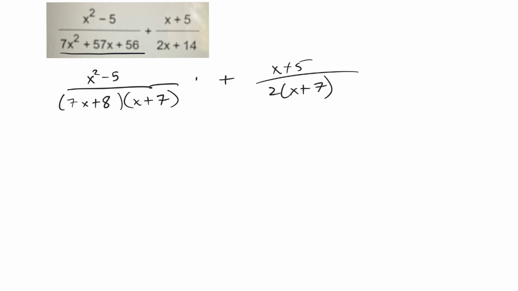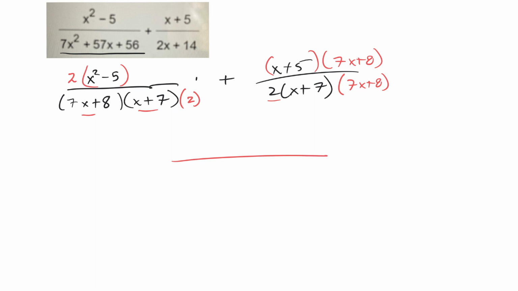I just factored that. So now to get my common denominator, it has to include a 7x plus 8, an x plus 7, a 2, I already have an x plus 7. So it needs to include those three things in red. So this doesn't have a 2, so I need to include it there. And I also need to include it up top. I'll just put it out front. This one needs a 7x plus 8 on the bottom, so it needs a 7x plus 8 on top.